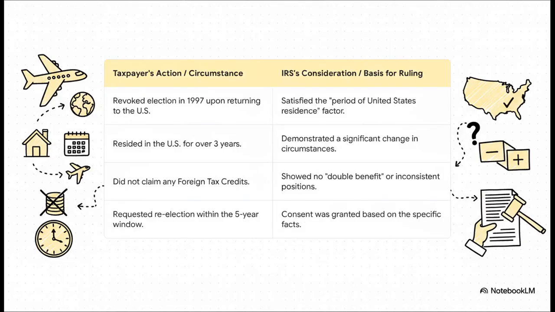And this private letter ruling is just a perfect real-world case study. Check it out. A taxpayer revoked their election when they moved back to the US. They lived in the States for over 3 years, then moved abroad again. Because that period of U.S. residence was a significant change, one of the factors right there in the regulation, the IRS agreed to let them re-elect the exclusion early, before the lockout was technically over.